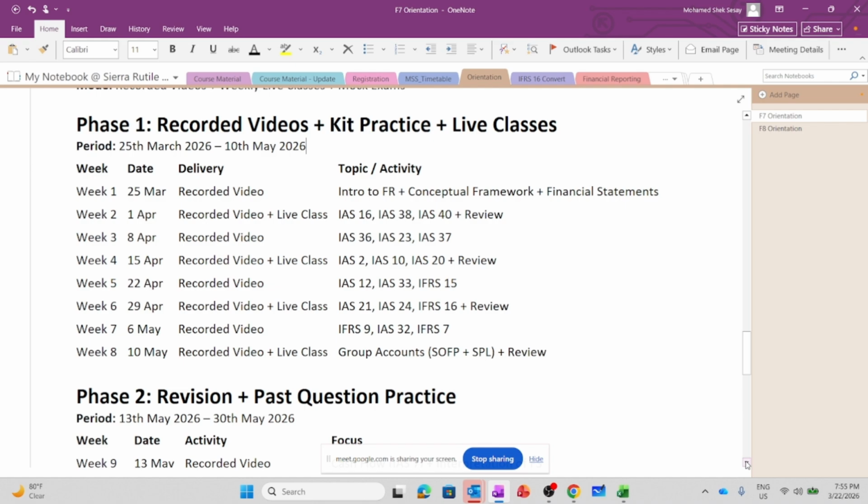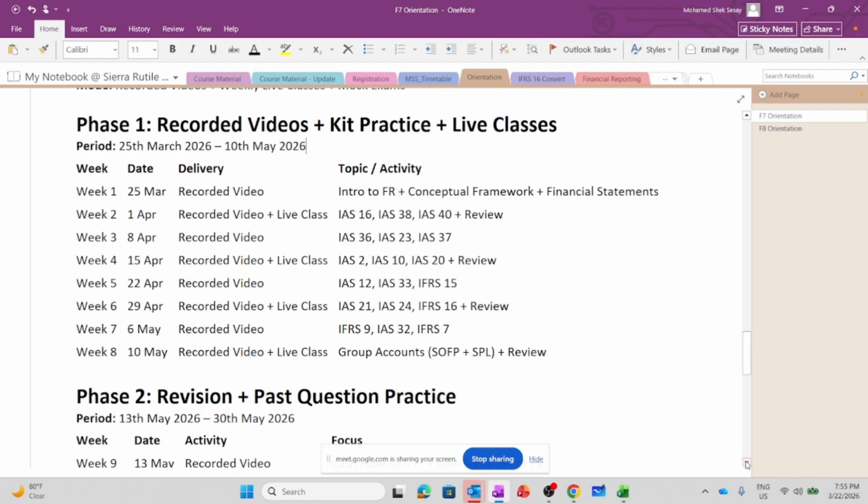Relating to the subject matter that we are going to cover for that particular week. For example, if we are talking about week 2, we are going to discuss IAS 16, IAS 38, and IAS 40, which is the investment property. So I'm going to explain the key bits of IAS 16, the key bits of IAS 38, and the key bits of IAS 40, investment property. Thereafter, I'm going to solve questions from the kit.